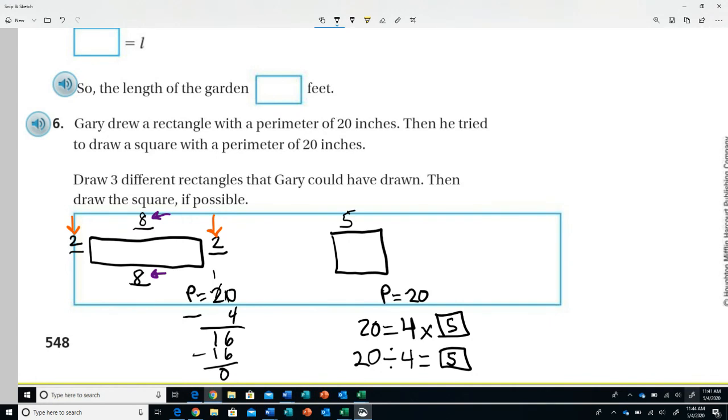I will leave you with the final rectangle where the perimeter is 20. Good luck.